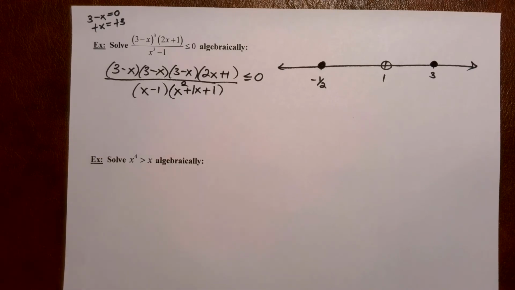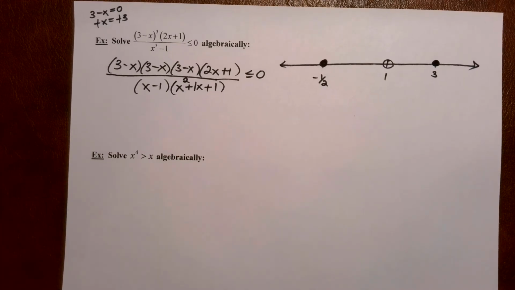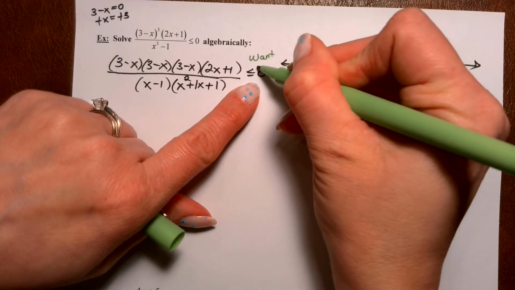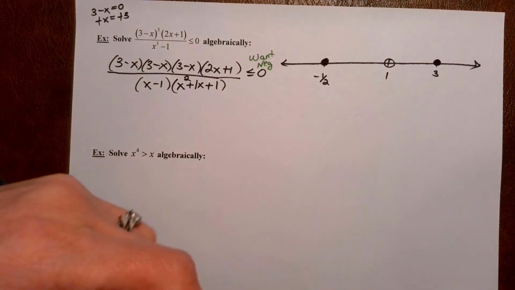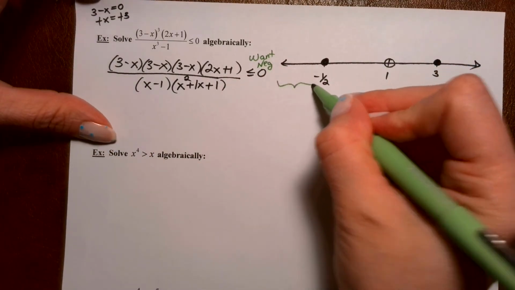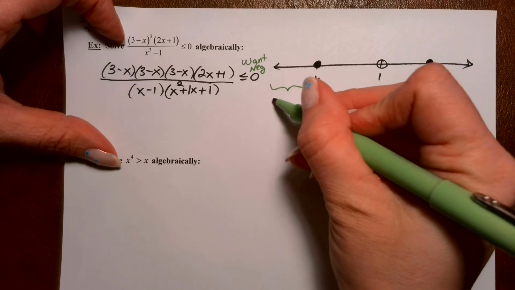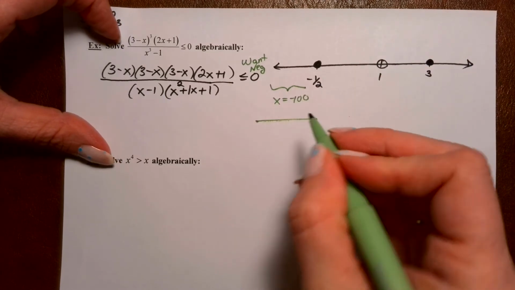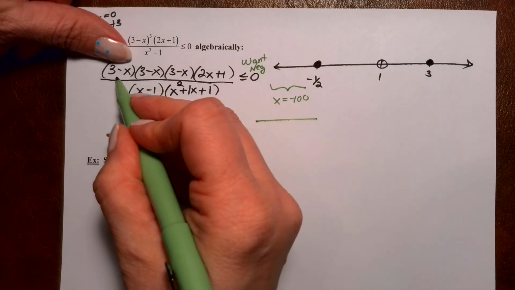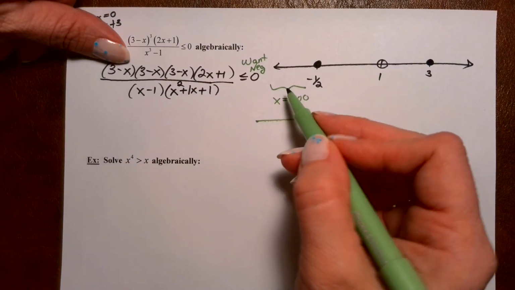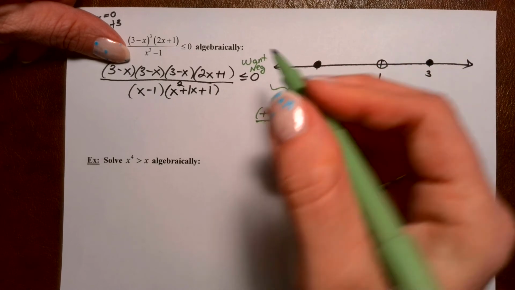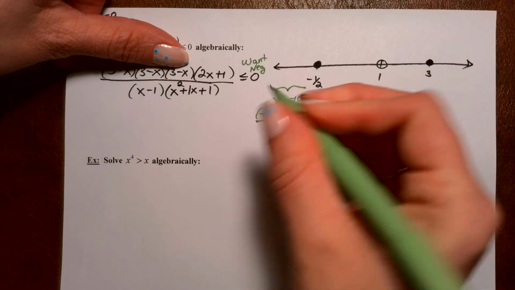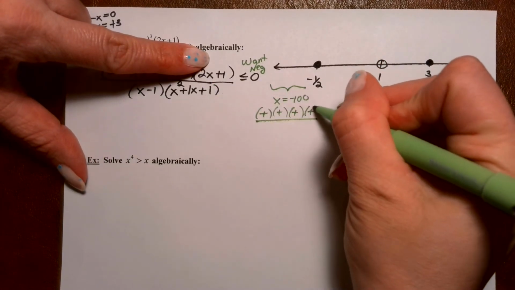All right, I think it's time to start testing the sections. I'm looking at this problem, and we want negatives. All right, first section. Let's test negative 100. Why not? Negative 100. 3 minus negative 100, that's going to be a positive. 3 minus negative 100, another positive. That's another positive. 200 plus 1 is a positive.